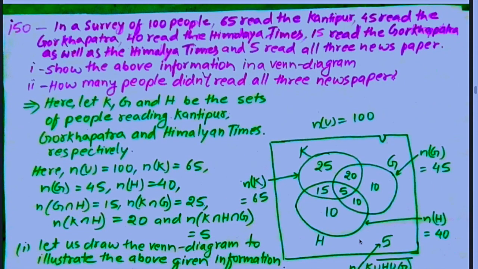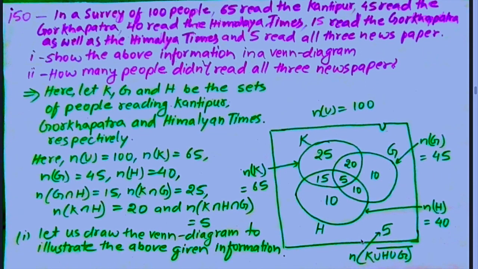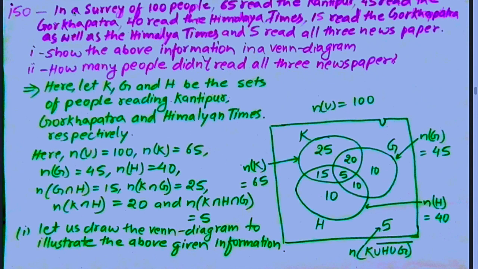Now question number 150. In a survey of 100 people, 65 read Kantipur, 45 read Gorkhapatra, 40 read Himalaya Times, and 15 read Gorkhapatra as well as Himalaya Times. 5 read all three newspapers. Show the information in a Venn diagram. How many people did not read all three newspapers?